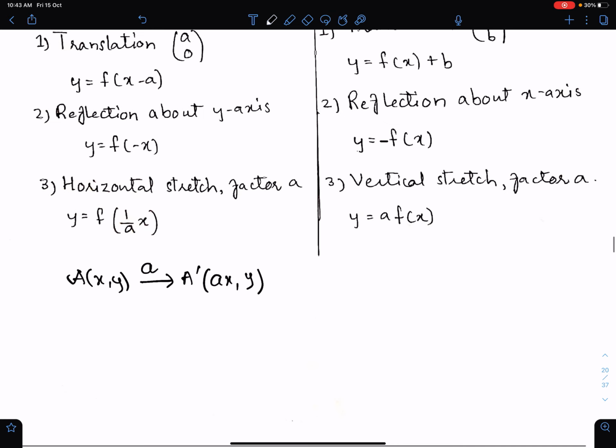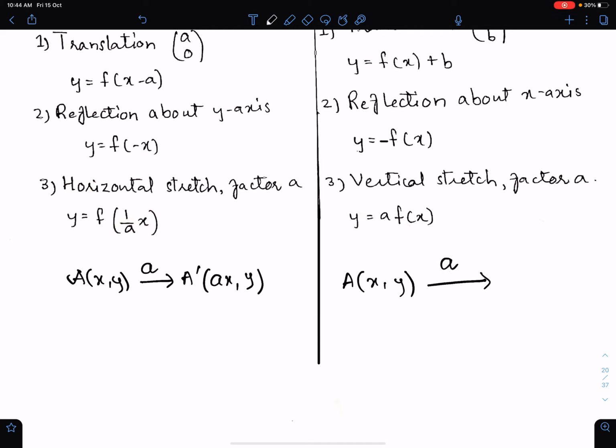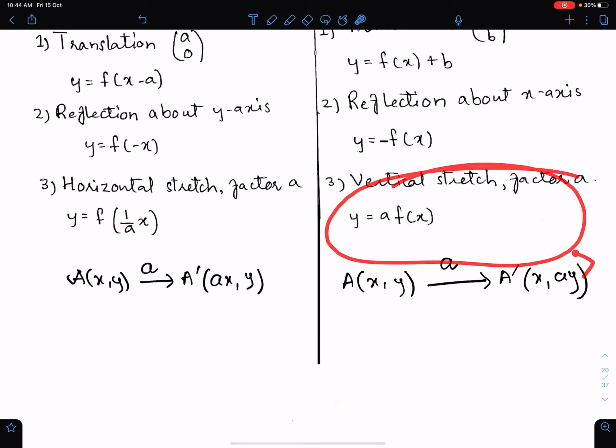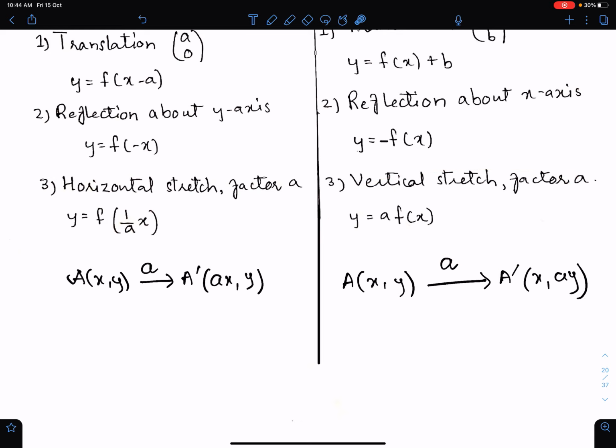And same thing with the coordinates. If we have x comma y, and if this is the stretch factor, then you just need to multiply the y coordinate with a. We use the same stretch factor while finding the equation and coordinates. Here we use the reciprocal of the factor for the equation and the same factor for the coordinates of the image.